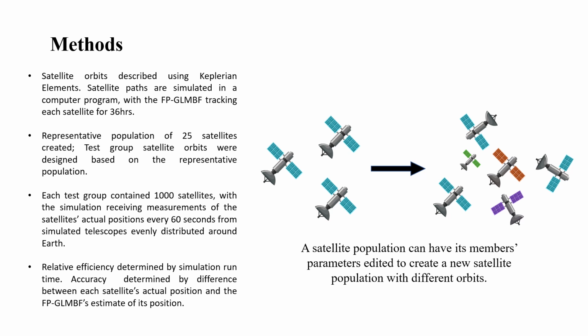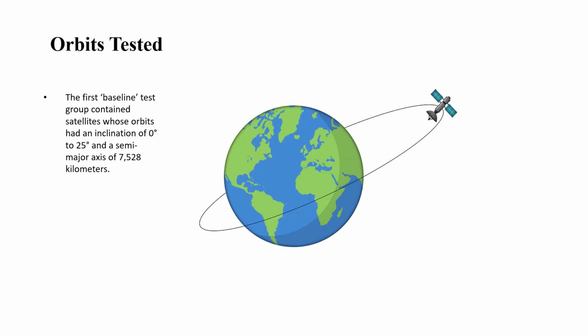A representative population of 25 satellites was designed in order to describe to the simulation what a satellite orbit should look like. Each test group was created by making small changes to the representative population's orbits. The first test group consisted of 1,000 satellites orbiting Earth. This population was used to represent how well the filter performs while tracking most types of satellites.